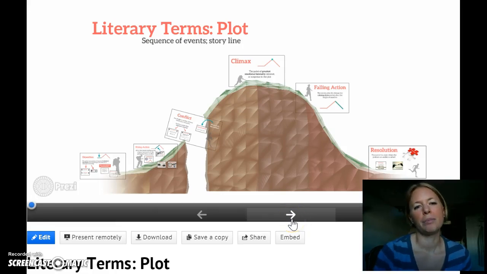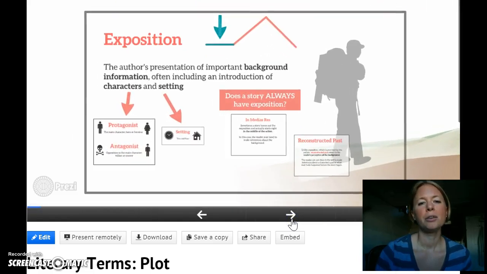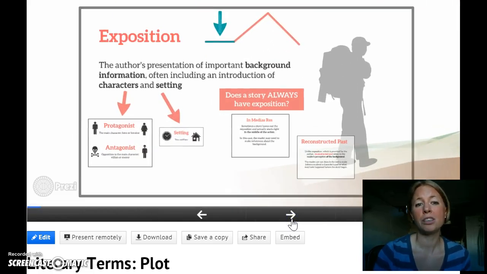Today we're going to be learning about some of our literary terms, specifically our plot terms. Plot refers to the sequence of events in a narration. Sometimes it's called the storyline. Plot typically begins with exposition.